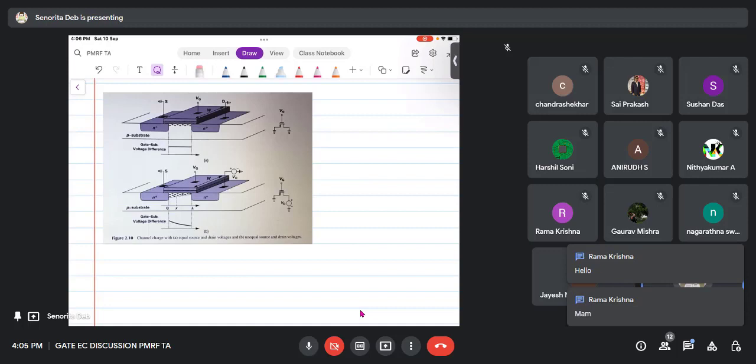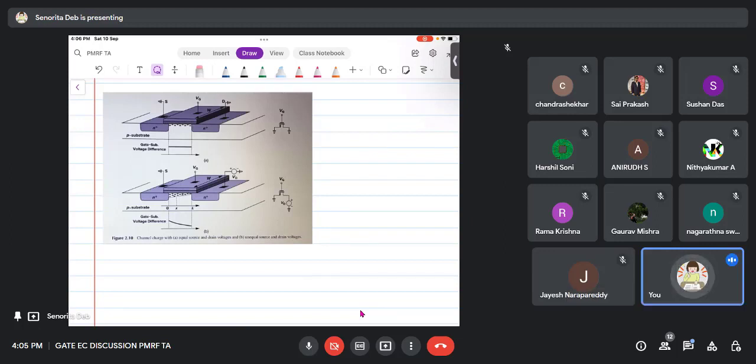So we will start with the next part of the MOSFETs. I decided to go with the basics only, to arrive at the formulas of MOSFETs starting from the basics. Last time we saw the MOS capacitor, we saw the accumulation, depletion, and inversion layers, right? So now we will move from there.